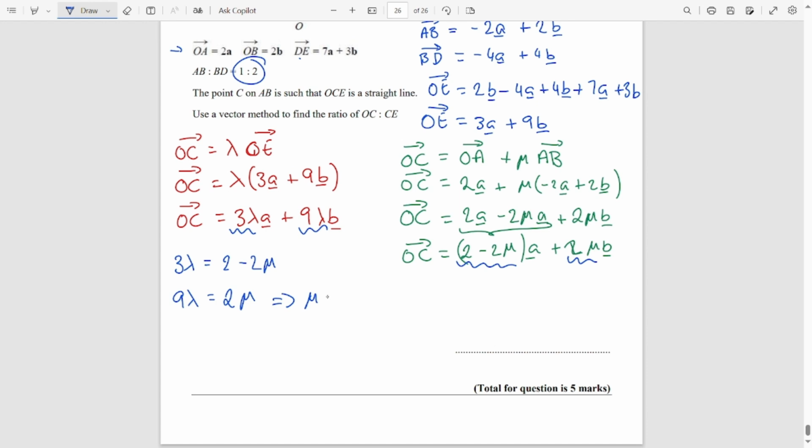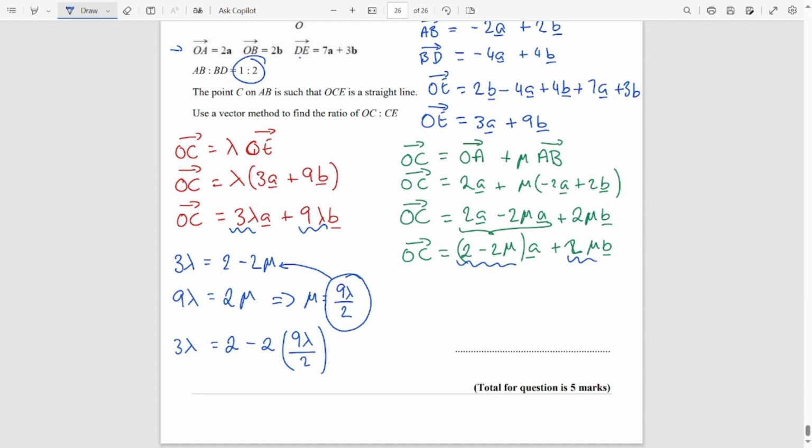So I'm going to rearrange this to get mu is equal to, and to do that, I just divide through by 2. So mu is 9 lambda over 2. And then I'm going to take this, because this is mu, and just substitute it in there, and I'll be able to solve. So I have 3 lambda is equal to 2 minus 2 mu, and we just said mu is 9 lambda over 2. So now I'm going to solve this equation for lambda. First of all, I can expand that bracket, which will just cancel the 2's down. So I have 3 lambda is 2 minus 9 lambda.